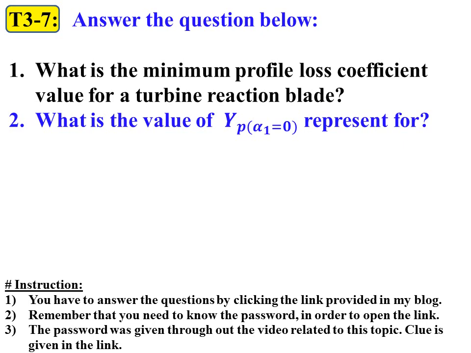Okay, in order to test your understanding of part number 7, chapter number 3, answer the questions below. What is the minimum profile loss coefficient value for a turbine reaction blade? Question number 2, what does the value of YP alpha 1 equal to 0 represent? You have to answer the questions by clicking the link provided in my blog. Remember that you need to know the password in order to open the link. The password was given throughout the video related to this topic. The clue is also given in the link.